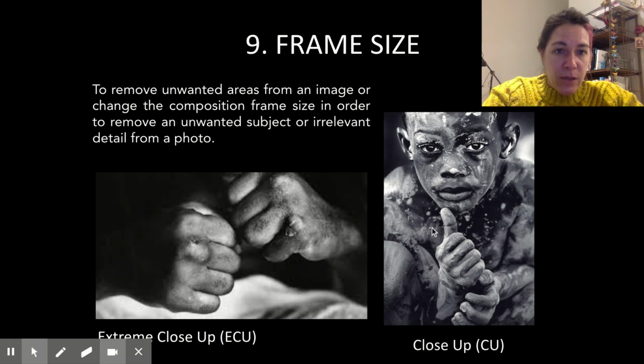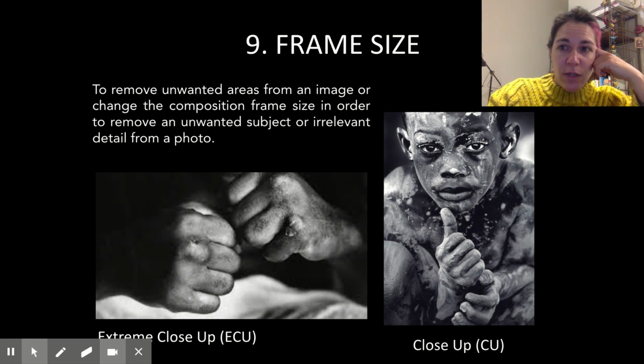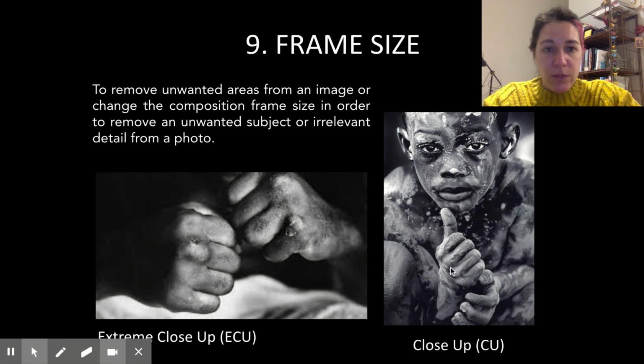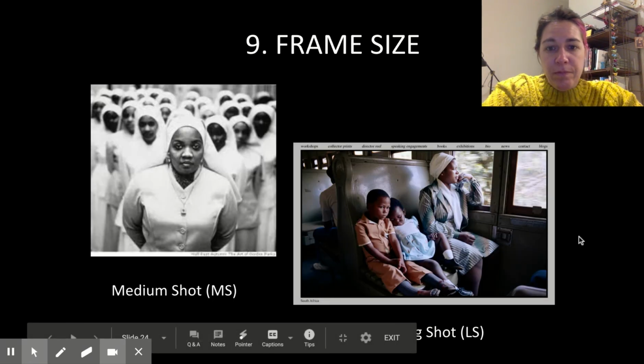Then we have a close-up, and close-ups are mainly when you're getting people's faces. So it's usually shoulder to the top of somebody's head. We're focusing on their emotions. So if you want in your films or your slideshows to show emotion, you're going to want to shoot a close-up shot. And then you have 2 more.